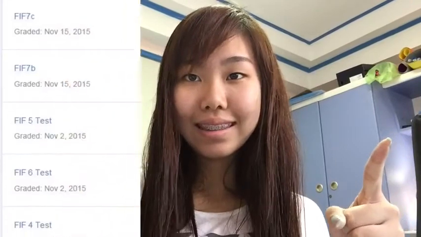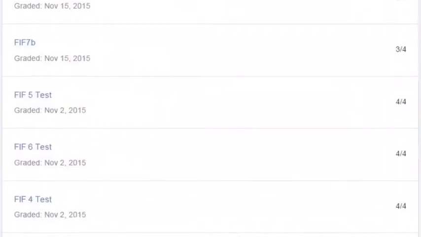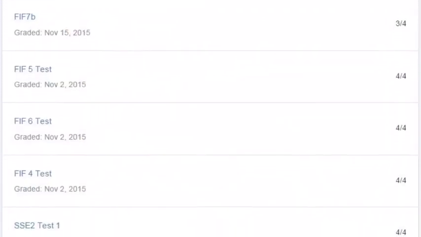So, throughout this quarter 2, we have done many standards such as the following. Now, let's talk about each standard one by one. The first standard is FIF7C. The standard is: graph polynomial functions, identifying zeros when suitable factorizations are available, and showing end behavior.